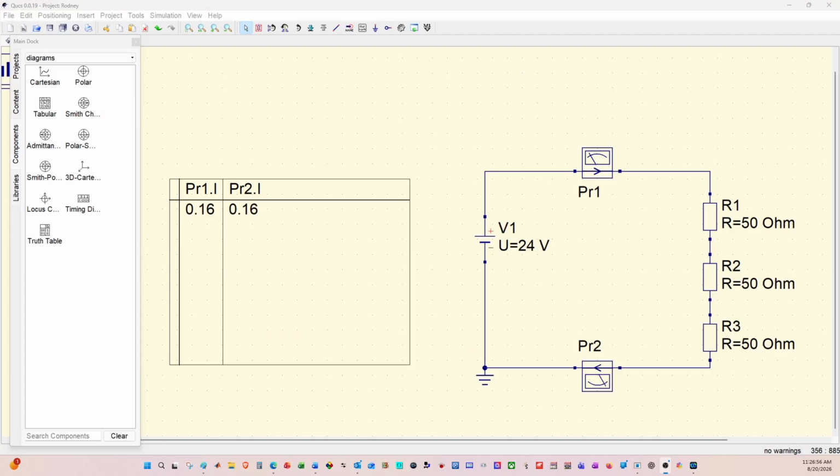And there you do have the simulation on the screen. And if you look at the top left-hand side, you can see that the current flowing in is the same as the current flowing out. And that's going to have a value of 0.16 amps.